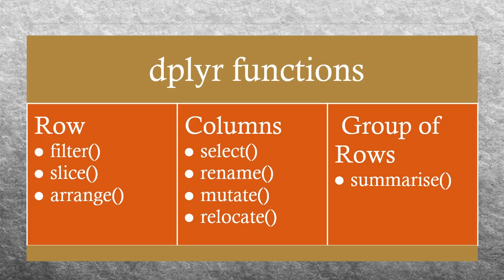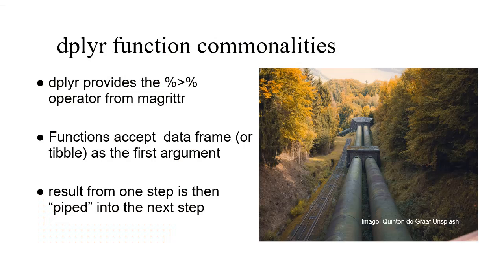Select, rename, mutate and relocate: these operate on columns. Summarize works upon groups of rows. Dplyr functions have some commonalities. They deploy pipes. They operate on tables or data frames as the first argument and give output to the next stage. And finally, they give either a data frame or table.